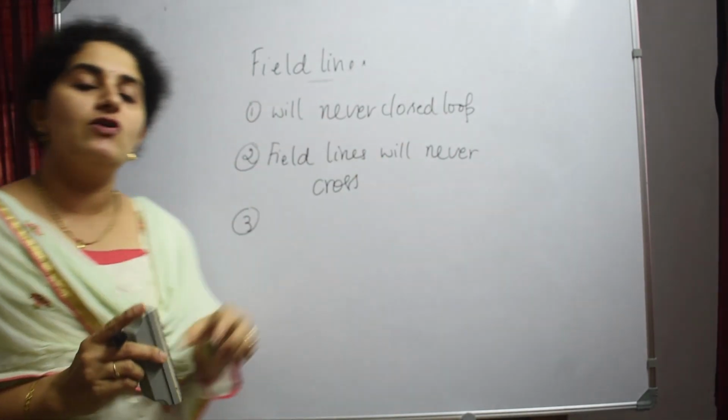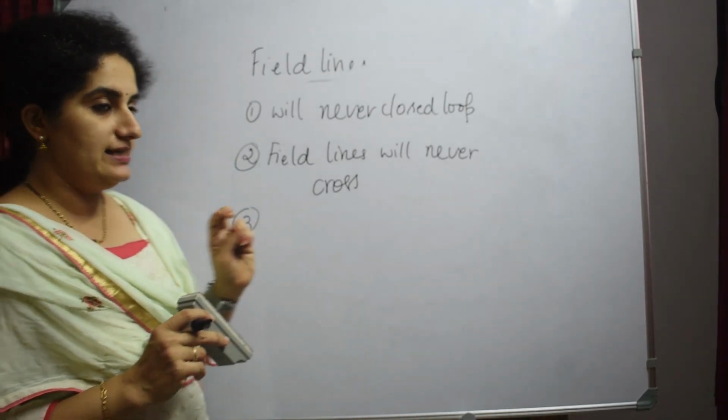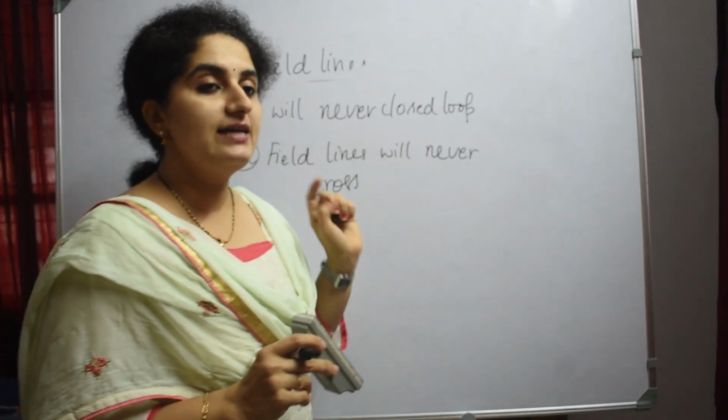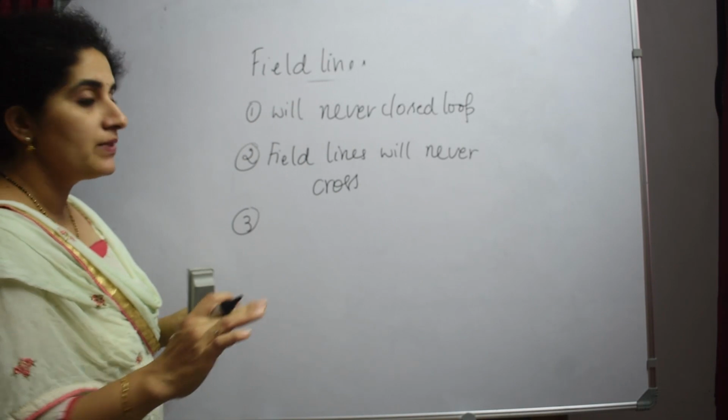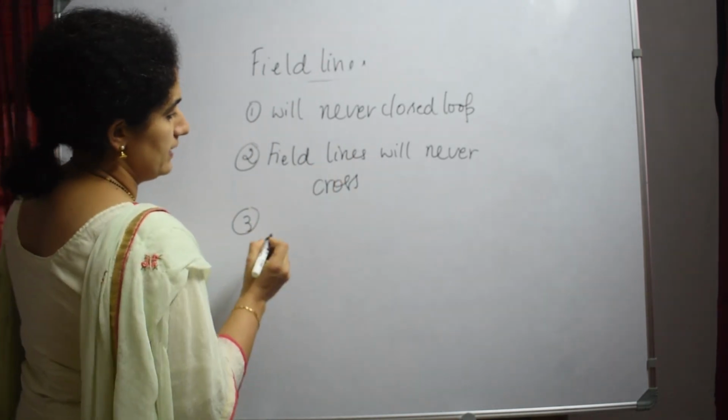In the same way you have already studied in 10th standard regarding properties of magnetic field lines, magnetic field lines will never cross. In the same way, electric field lines will also not cross each other. So this is one more thing.